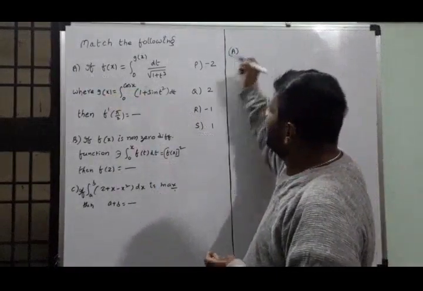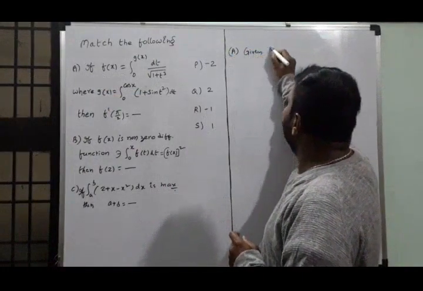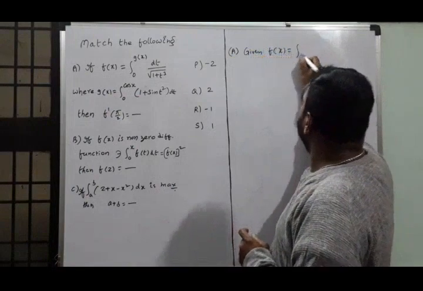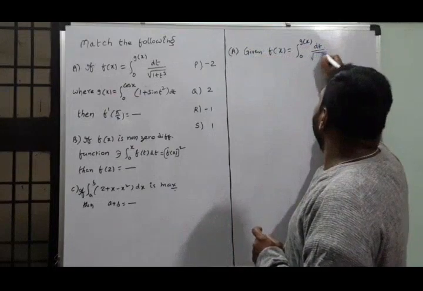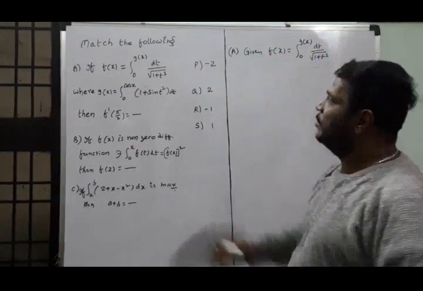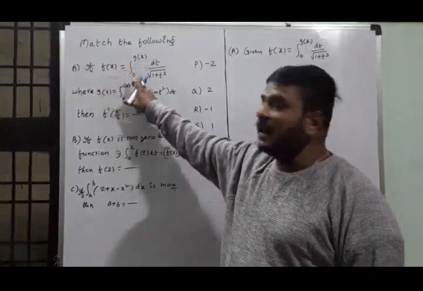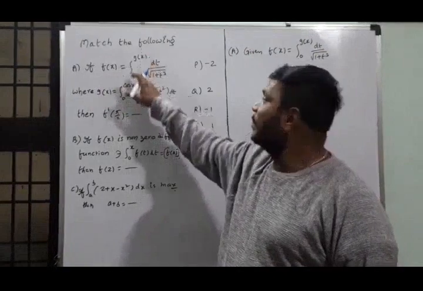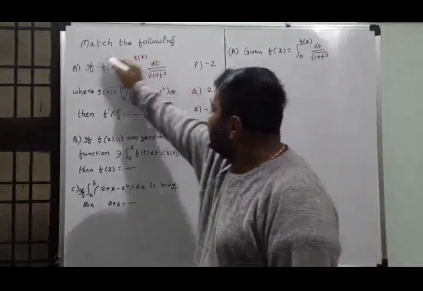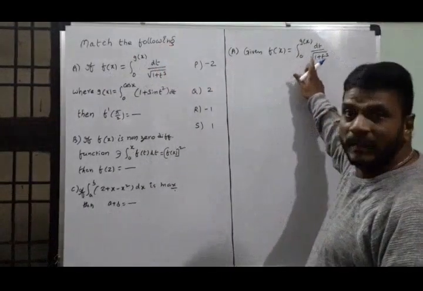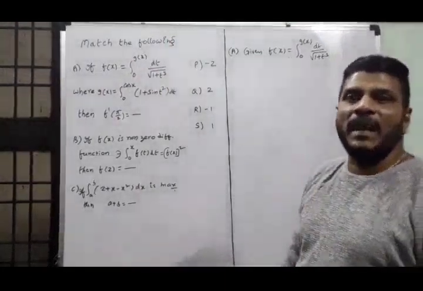A is a bit. f of x is given. f of x is equal to integral 0 to g of x, dt by root of 1 plus t cube. So I am taking this function here. Now find out the derivative using the Newton-Leibniz rule.